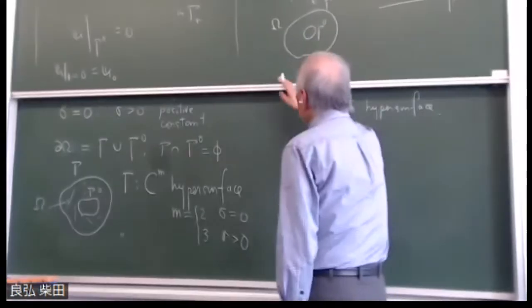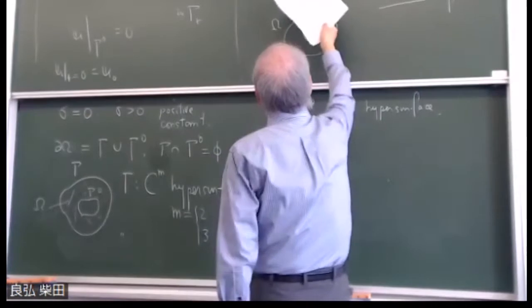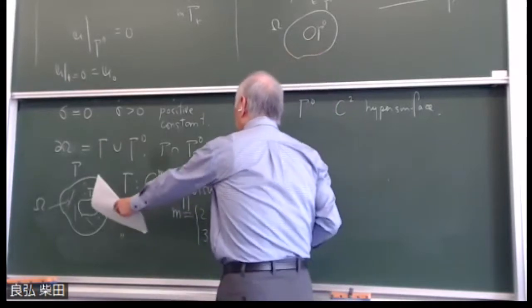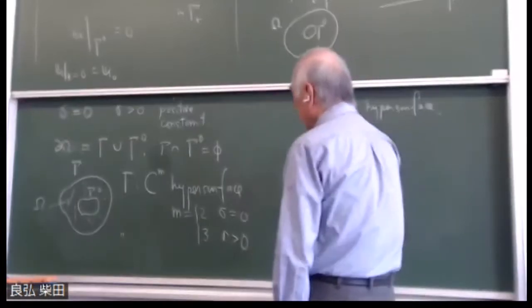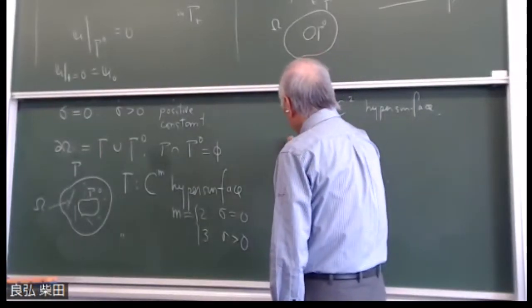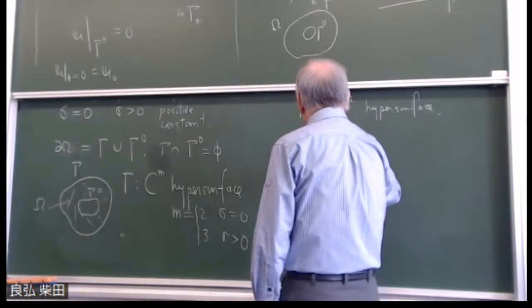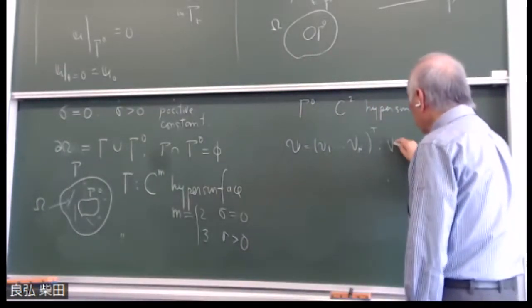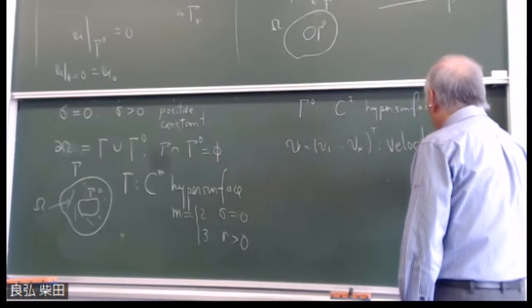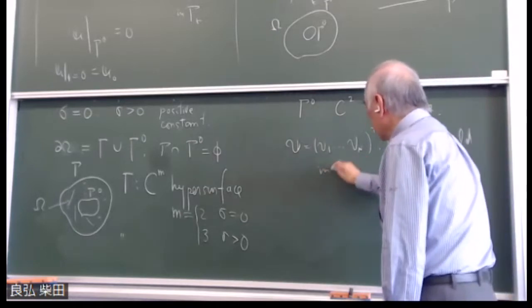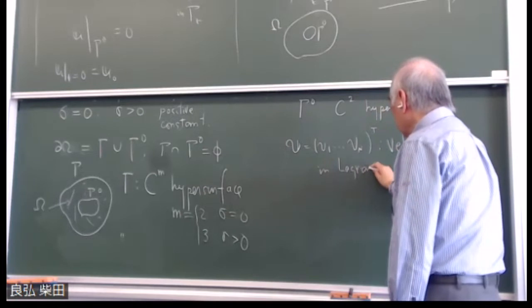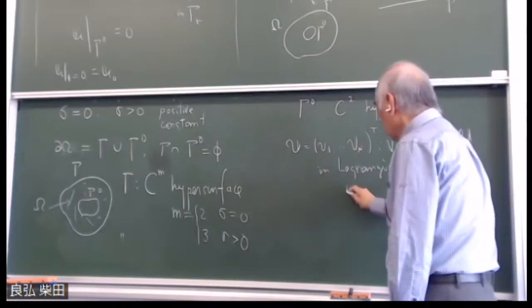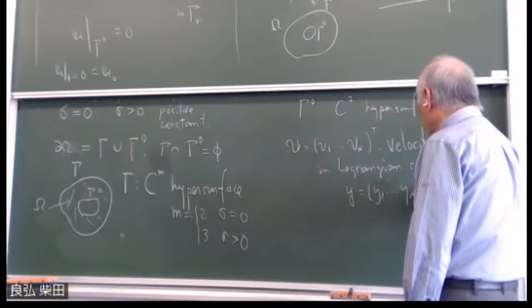Then usually, in order to transform gamma t or omega t to the fixed domain omega, we usually use the Lagrangian transformation, namely let the transpose of this vector be the Lagrangian velocity field. This is the Lagrangian coordinate y.